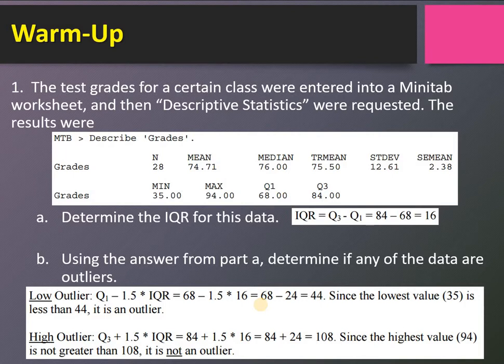Oh, dear God, no. I would need to see what you have here. I would need to see 68 minus 1.5 times 16 equals 44. And I would need to see 84 plus 1.5 times 16 is 108. And then I would say the minimum is less than 44, so it's an outlier, but the maximum is not. Okay? We all right on that? It's how we can use interquartile range to determine outliers without all of my data points.